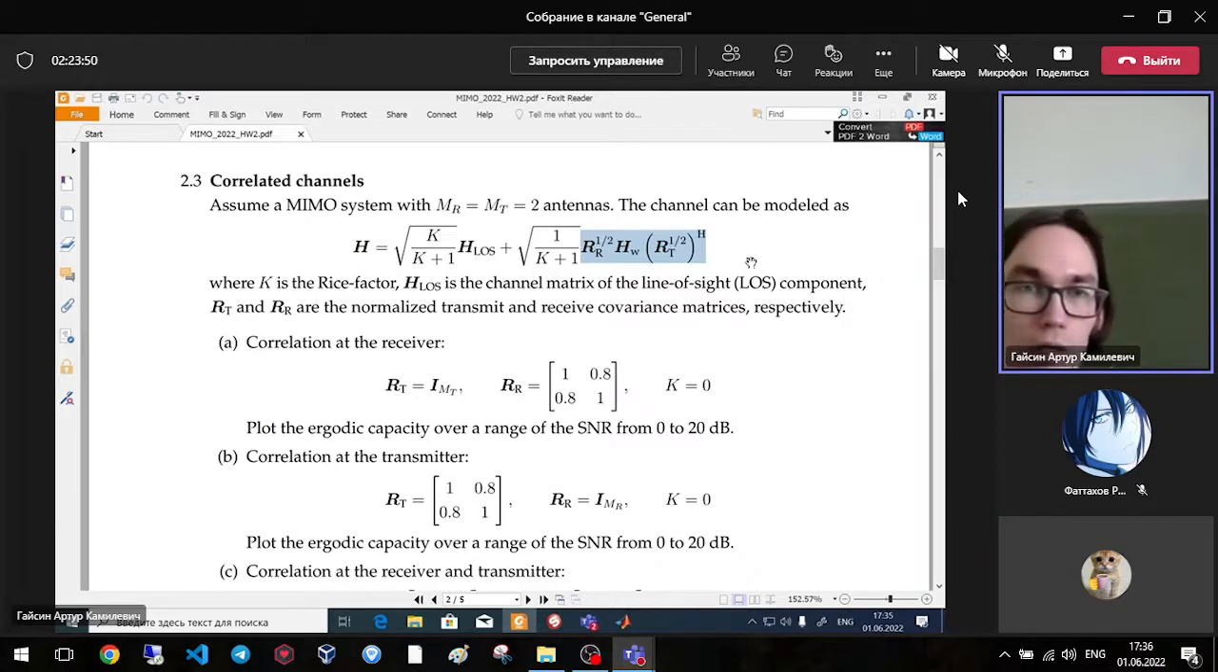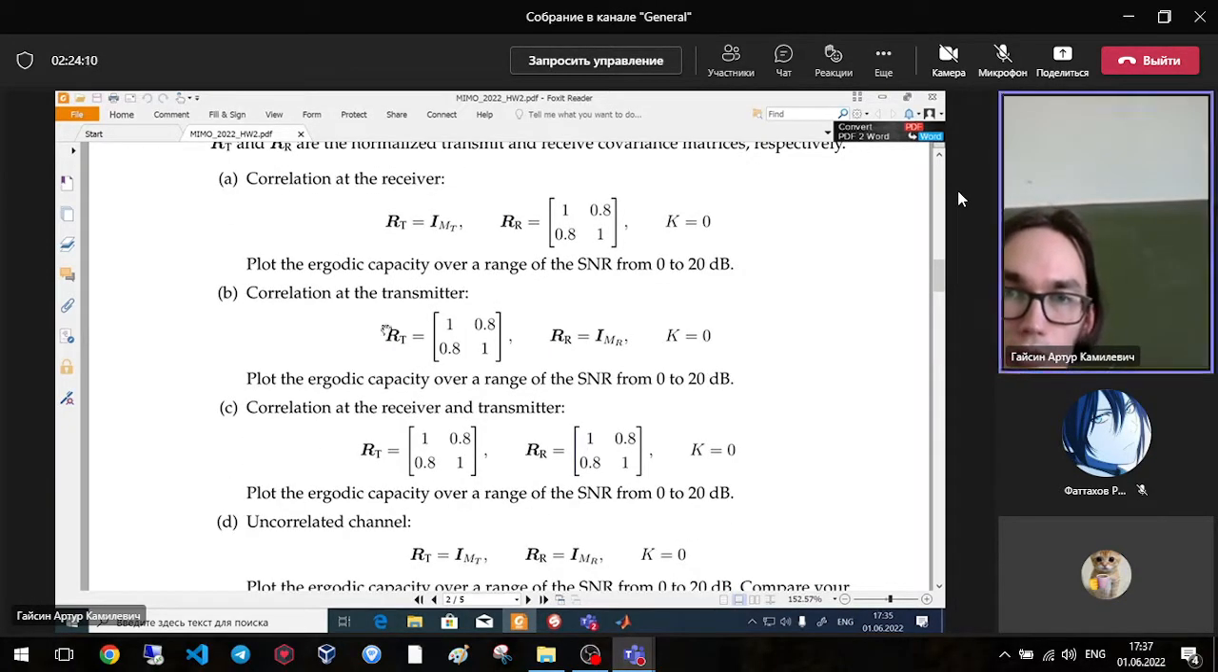And here you can see, first we assume that we have no correlation at the transmitter, but we have correlation at the receiver. And we assume the case without line of sight. Then we change the cases: the transmitter has some correlation, the same correlation metrics, but the receiver has no correlation. Then we assume both sides have correlation, and also these cases are without line of sight.